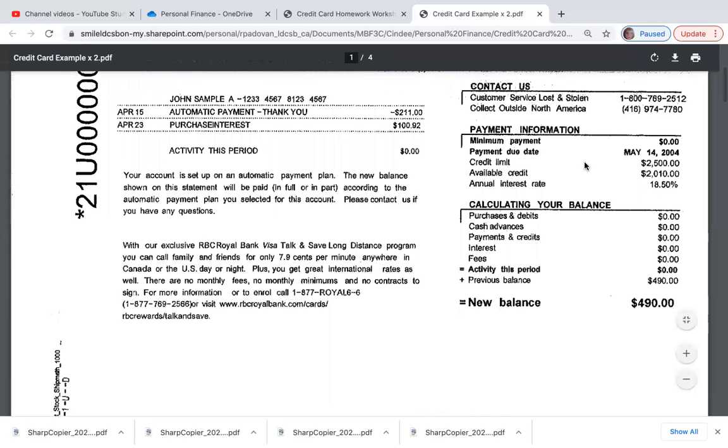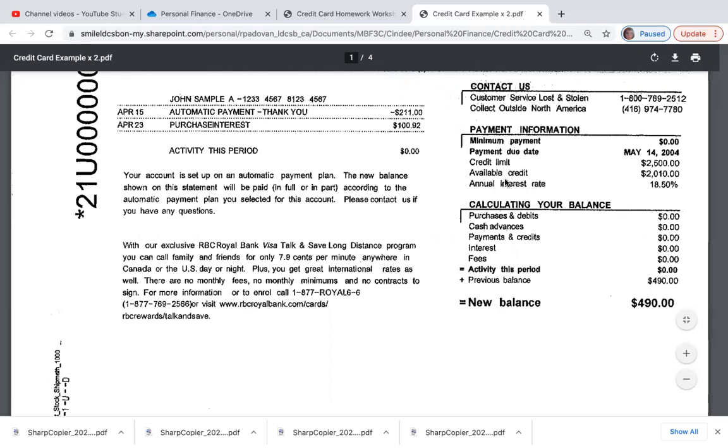Now here's the payment information. Minimum payment is $0. And the reason why it's $0, I'm thinking, is because you didn't purchase anything this month, because you didn't make any new purchases. But really, to be honest, I'm thinking every credit card company is still going to charge you, because there's a balance on the card, they're still going to be charging you a minimum payment. So I don't think that would be too likely.